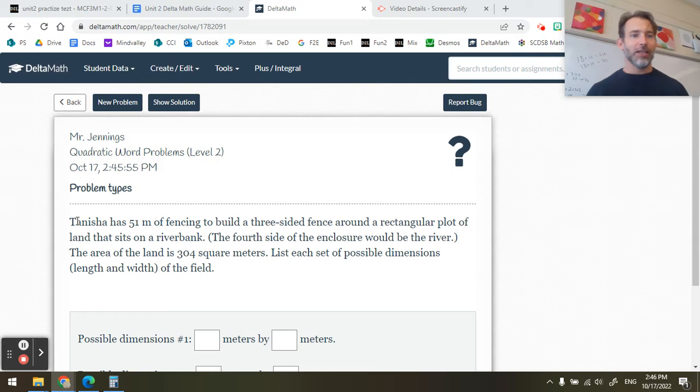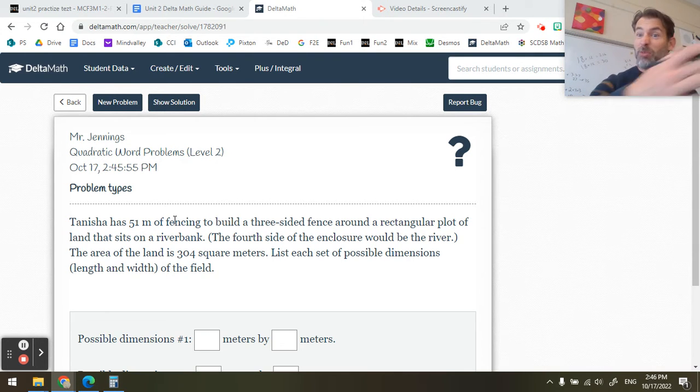All right, Tanisha has 51 meters of fencing to build a three-sided fence. Well, that's good because 51 is divisible by 3. Around a rectangular plot of land that sits on a riverbank. Oh, okay, so the fourth side will be the riverbank. I was imagining a triangle around a rectangle, and I thought, whoa, this is a complex problem. Oh, I'm in over my head. No, this is quite good. Okay, so the fourth side of the enclosure is going to be the river.